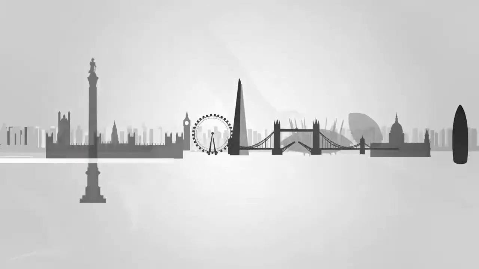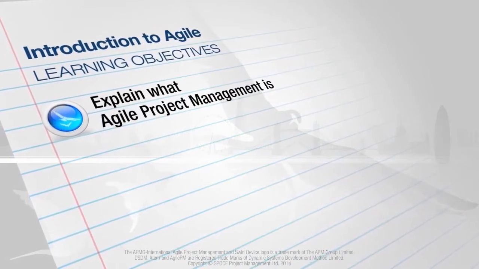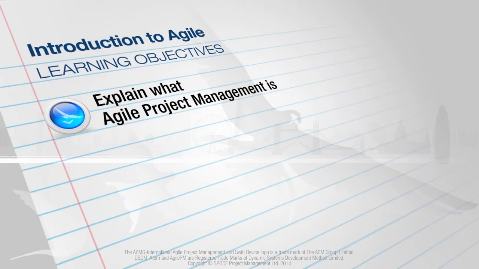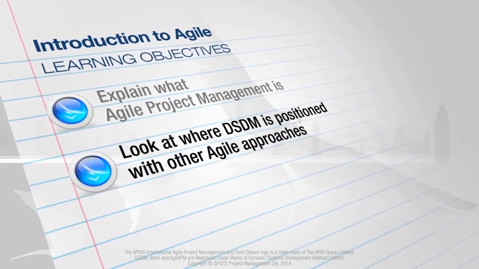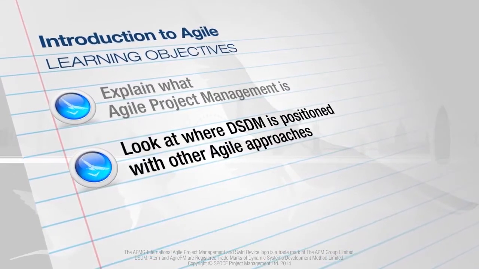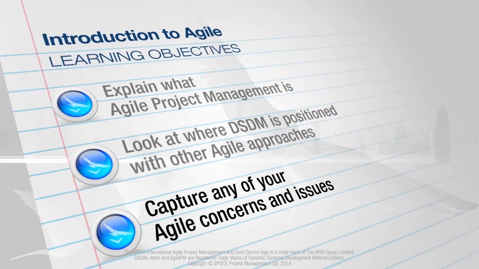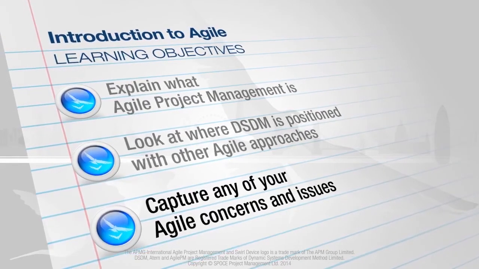This module explains the background to Agile Project Management and presents an overview of different Agile approaches. It explains how Agile Project Management, based on DSDM, is positioned within different Agile approaches. It also gives you a chance to capture your concerns, if indeed you have any, about using an Agile approach.